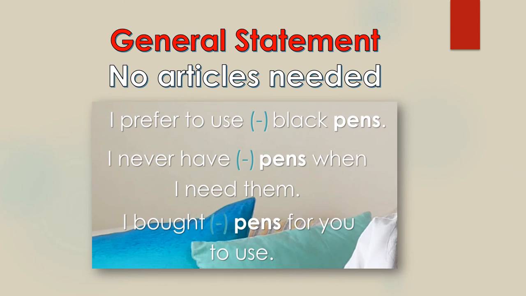Now, in a general statement, we don't use articles. When we say something like, I prefer to use black pens, here we don't use any article. I never have pens when I need them. I bought pens for you to use. Here we are not using any kind of article. Why? Because they are general statements.